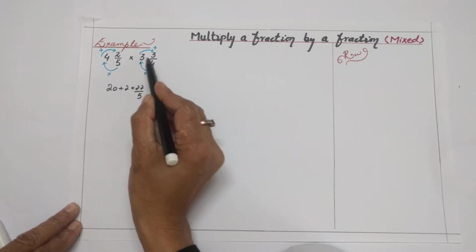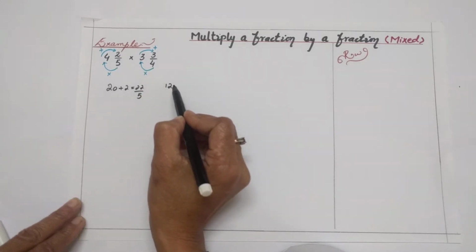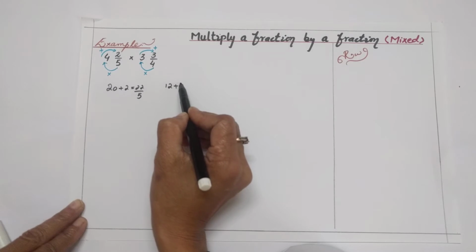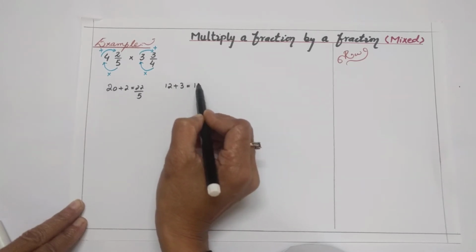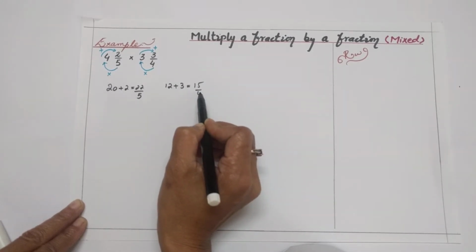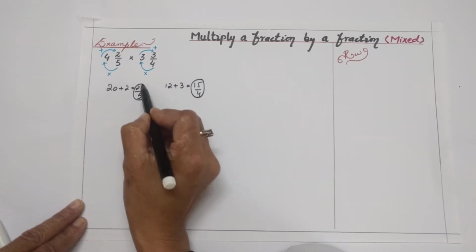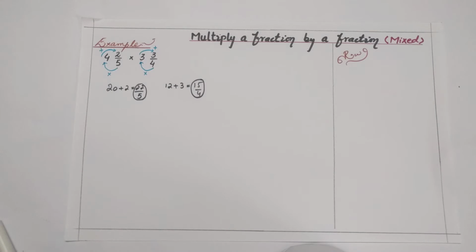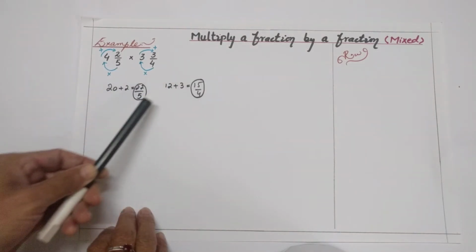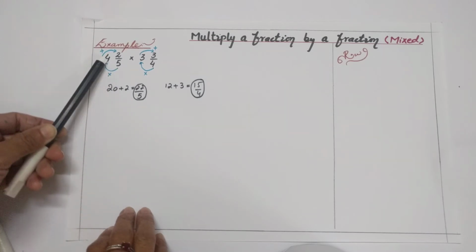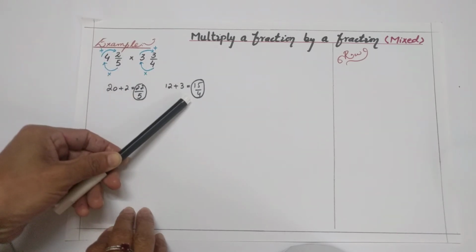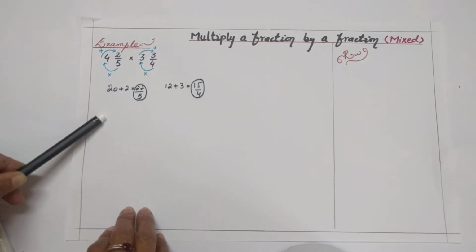Here we have 4 3s are 12, 12 plus 3 is 15, and the denominator is 4. So our fractions are 22 by 5 and 15 by 4. No need to do this step every time. This one is just to remind you how to convert the mixed fraction into an improper fraction. You can directly write the answer over here.